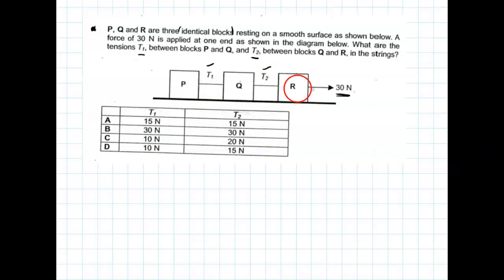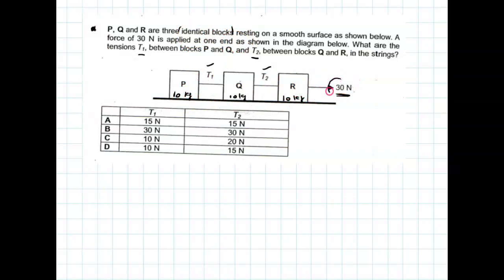So this force will not be 30. Here is 30, so this will not be 30. This is what we are going to discuss. They are asking for the value of T1 and T2. Let's give some values so it will be easier for our understanding. The blocks are identical, so I give a value of 10 kilograms for each.